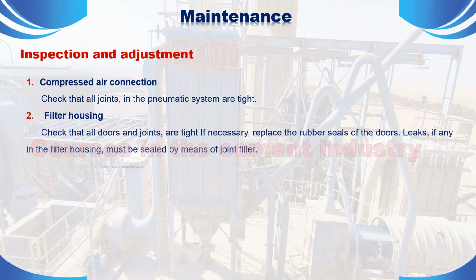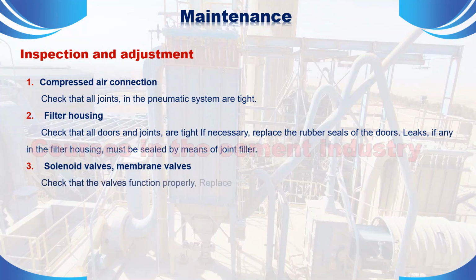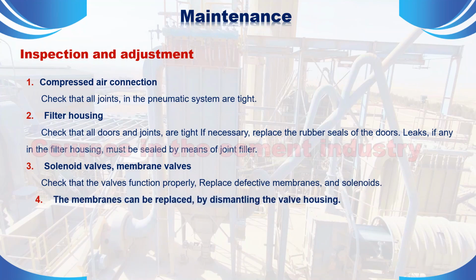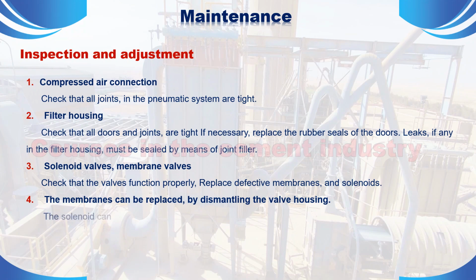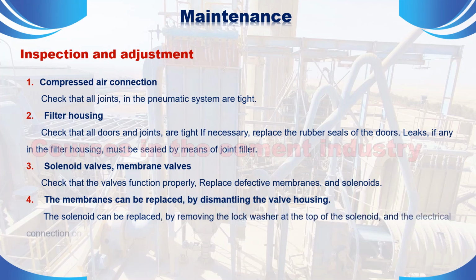3. Solenoid valves, membrane valves. Check that the valves function properly, replace defective membranes and solenoids. 4. The membranes can be replaced by dismantling the valve housing. The solenoid can be replaced by removing the lock washer at the top of the solenoid, and the electrical connection on the side of the solenoid.